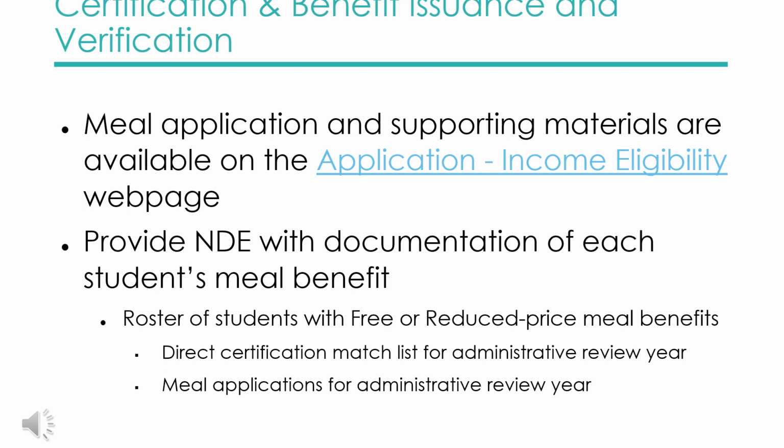Certification, benefit issuance, and verification. Meal applications might be submitted for students also identified in the current school year's match list. In this case, provide to us the one that identifies the higher benefit for the student. The higher meal benefit should be the one associated with the students in the roster and the meal benefits assigned to them. As reviewers, we want to verify those students in the roster are receiving the correct meal benefits or make sure they are on the direct certification match list.